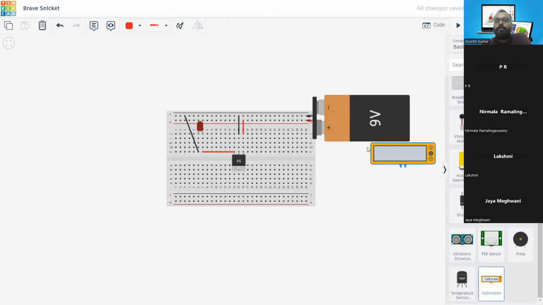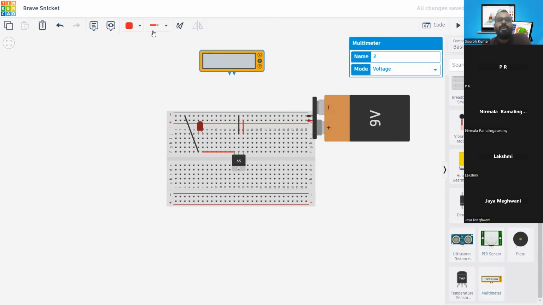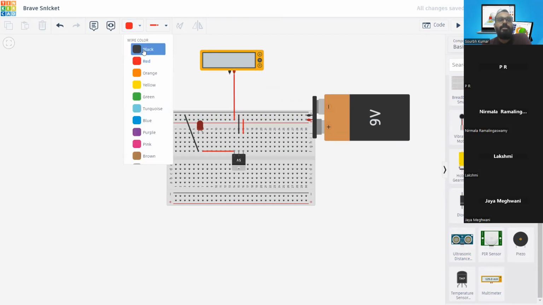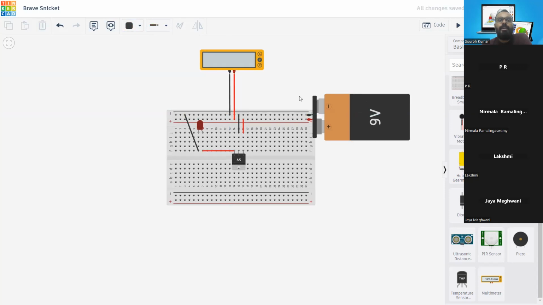So if we bring our multimeter and let me check the voltage drop in between, then you will understand what I'm trying to do. So I'm taking the positive to the positive and changing the color to black and connecting the negative to negative in here, and hit this simulation, then you can see how much voltage is there. 8.27 volt is passing through the battery because the LED is withdrawing some of the voltage. The battery is rated to 9 volt, but the LED is withdrawing some of the voltage for its utilization.